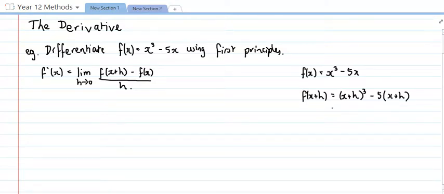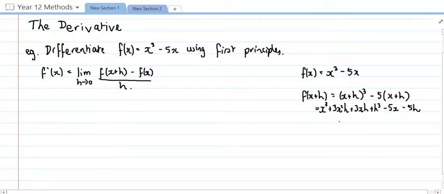And to make this easier later on, I'm going to expand this out. So that's going to become x cubed plus 3x squared h plus 3xh plus h cubed minus 5x minus 5h. There aren't any like terms there for me to collect, so I'll just leave that as is. I expanded that out pretty quickly. Now you can use your calculator to do that, or otherwise I will go into how to expand these really quickly and easily in the next video.